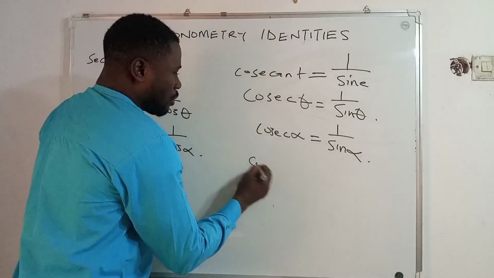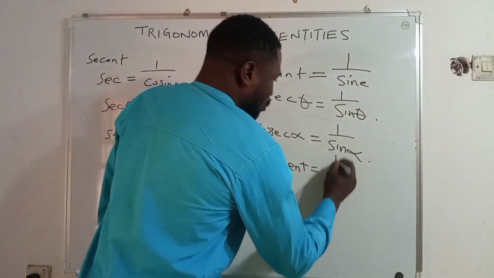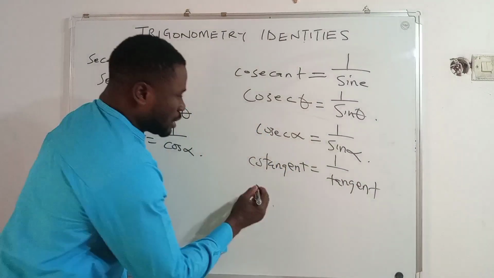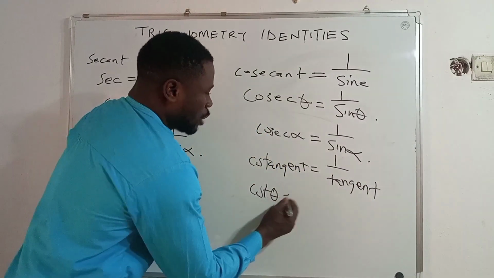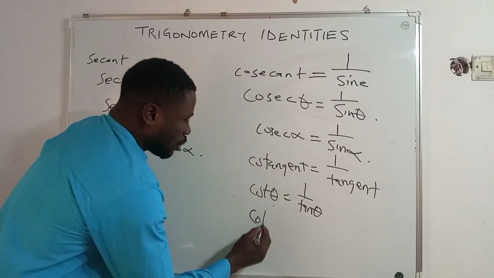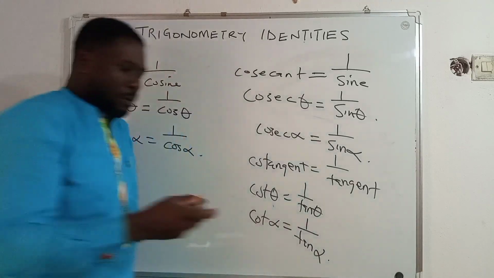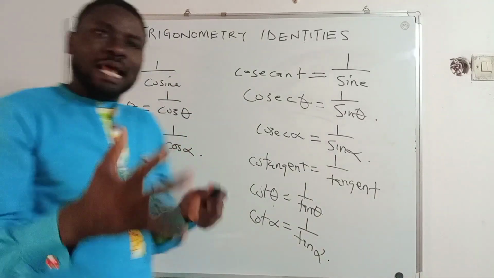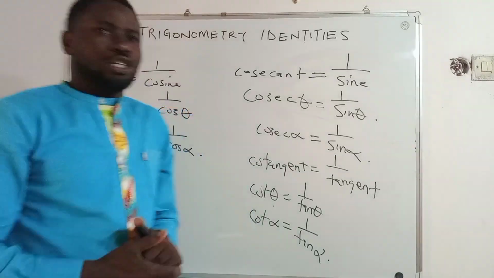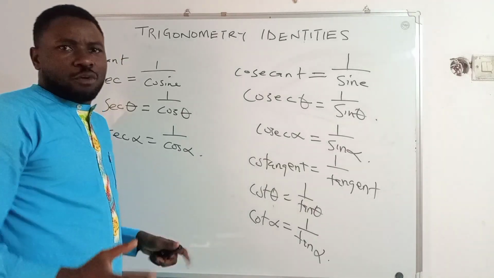Again, we have cotangent. Cotangent is always defined as 1 all over tan. It means that cot theta will be equal to 1 all over tan theta. It also implies that cot alpha is equal to 1 all over tan alpha. So by extension, we have 3 other specific functions. These are more or less a combination of the 3 basic trigonometric functions.